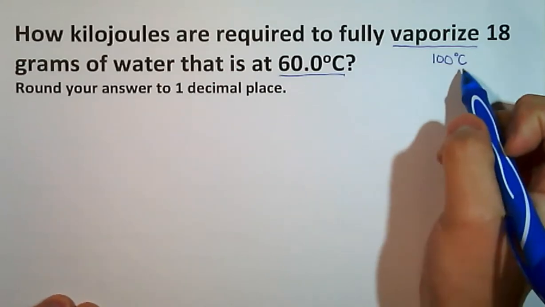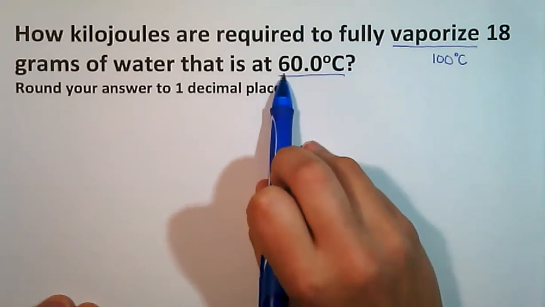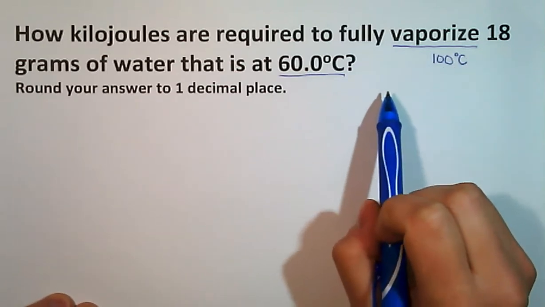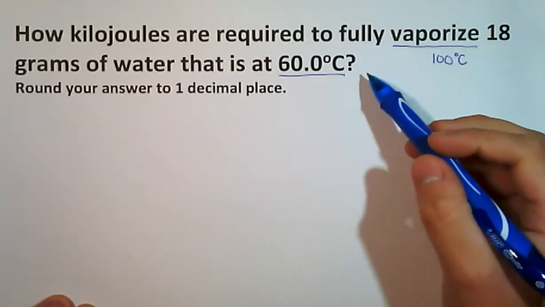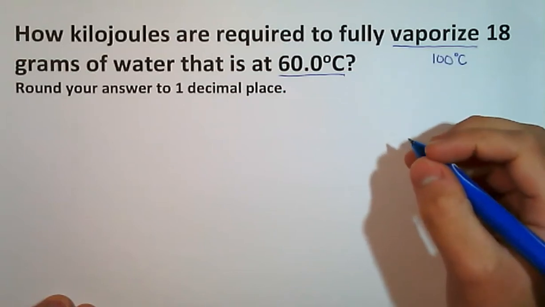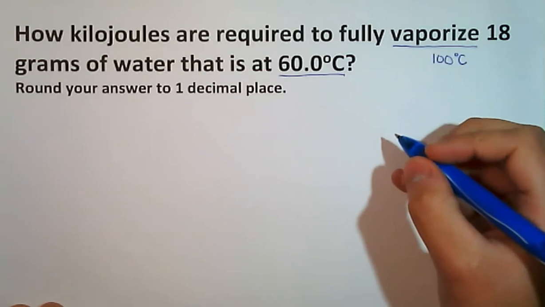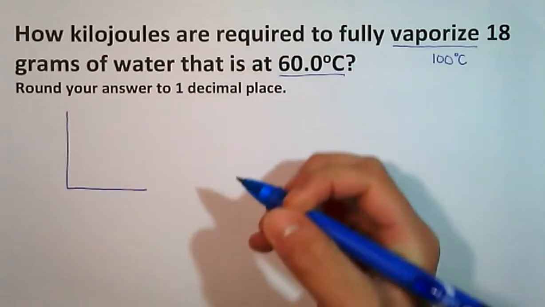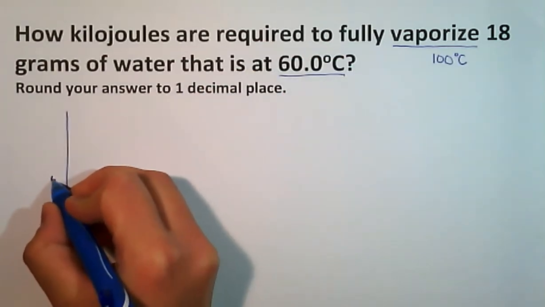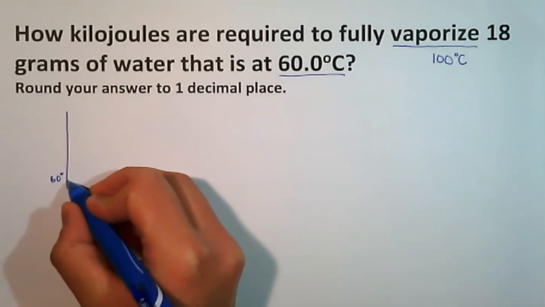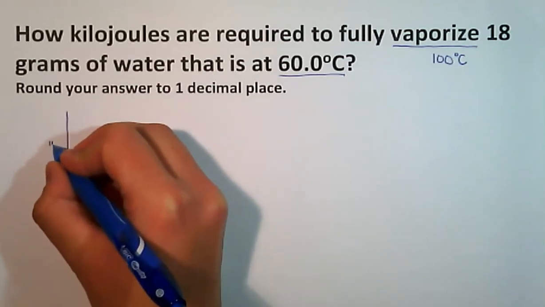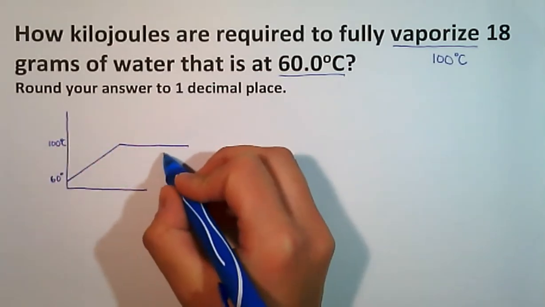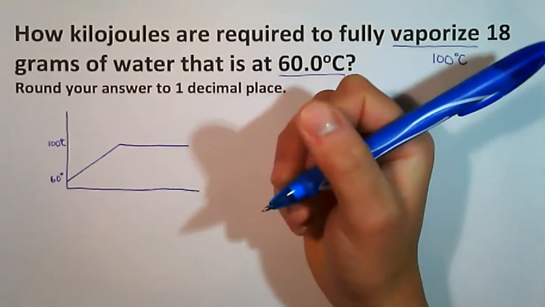Knowing that, we look at this problem and we say, okay, we're at 60 degrees Celsius, and for water to vaporize, we need to be at 100 degrees Celsius. So before we can calculate the heat energy required for the phase change to happen, we first have to calculate the heat energy needed to raise the temperature of the water from 60 degrees Celsius up to 100 degrees Celsius, and then once we're there, we can calculate the energy needed for the water to vaporize or evaporate.